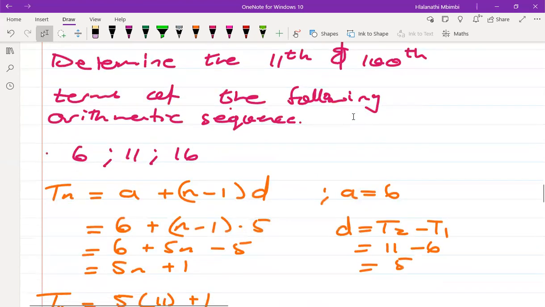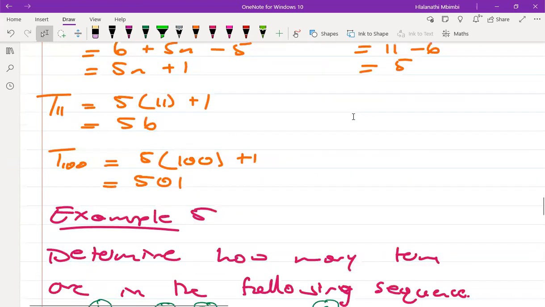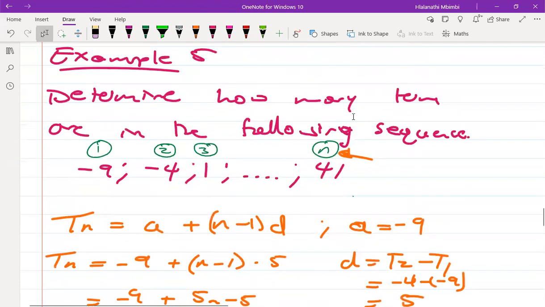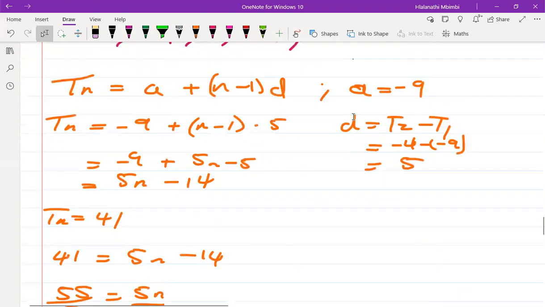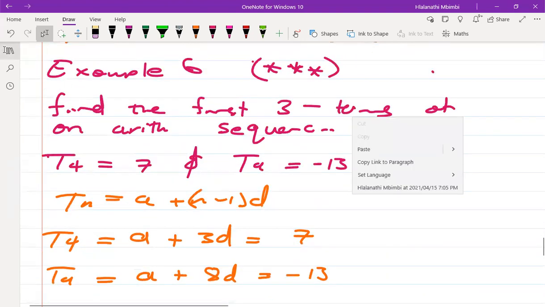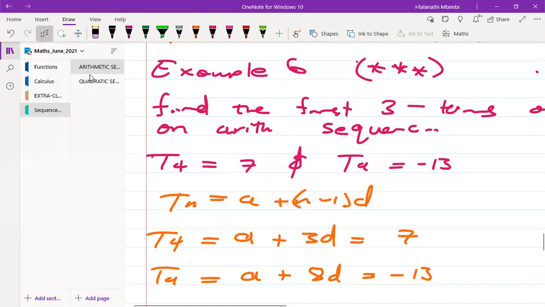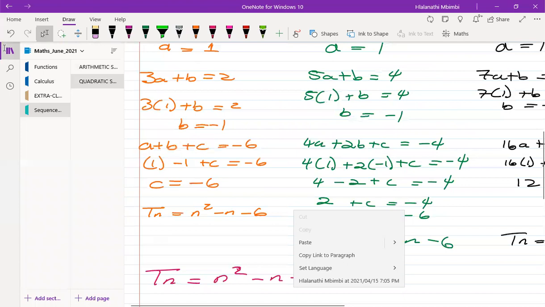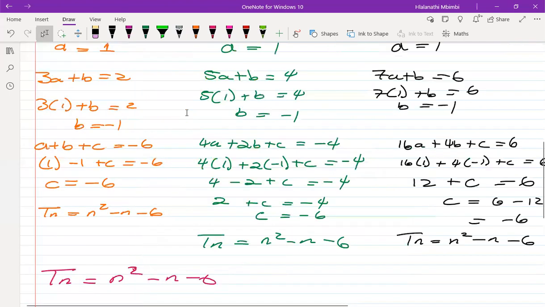Determine the 11th and the 100th term. You should still be able to do these. Determine how many terms there are. You should still expect all these questions in a quadratic sense. You should still be able to anticipate those questions that are coming up. Okay.